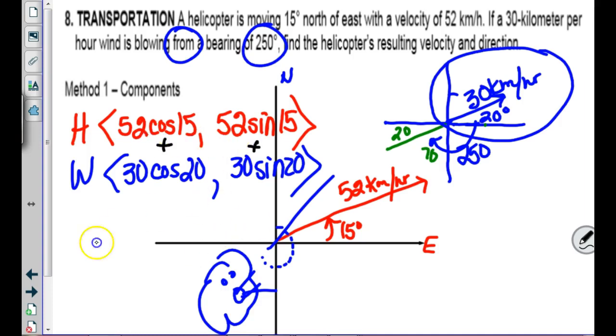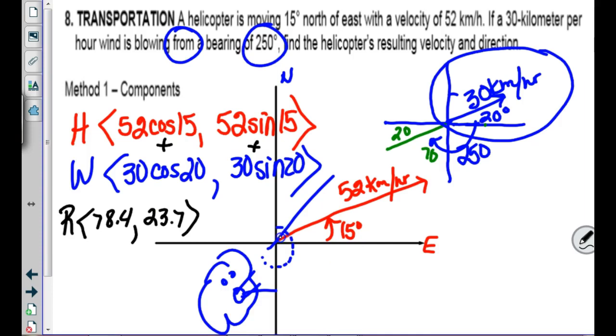Now they're both quadrant 1 angles. 52 cosine of 15, close parenthesis, plus 30 cosine of 20, close parenthesis. I got that the resultant has 78.4 for an x component. Anybody? Yep. Okay. And then same thing, but be careful you push in sine this time. 23.7, anybody?